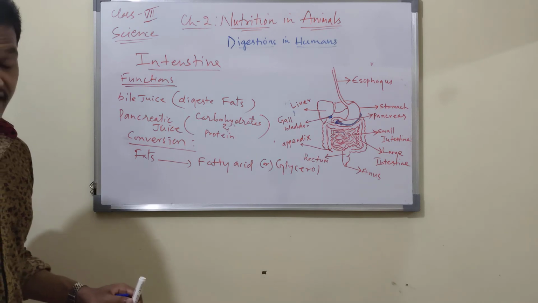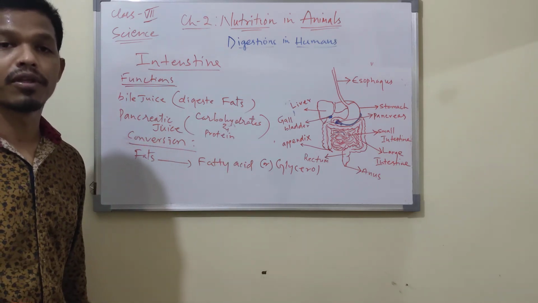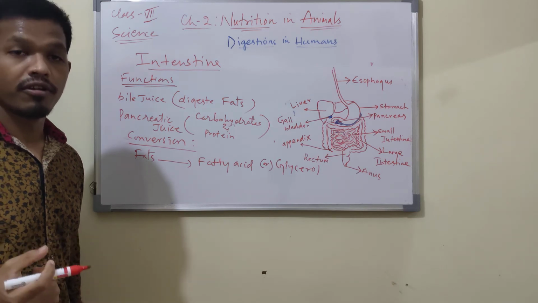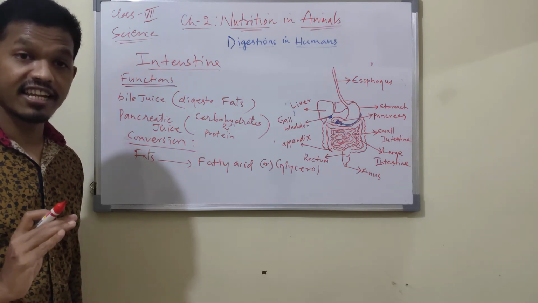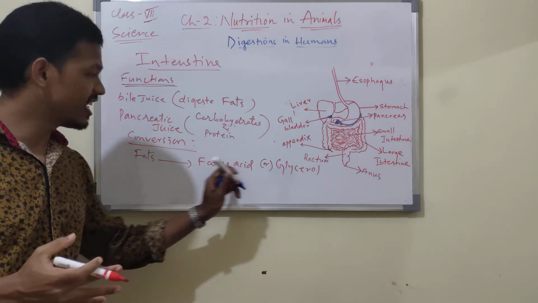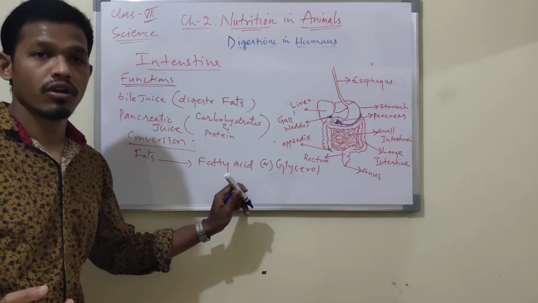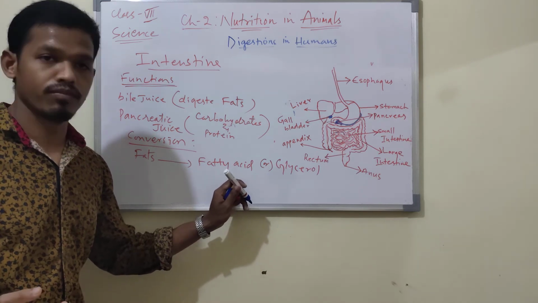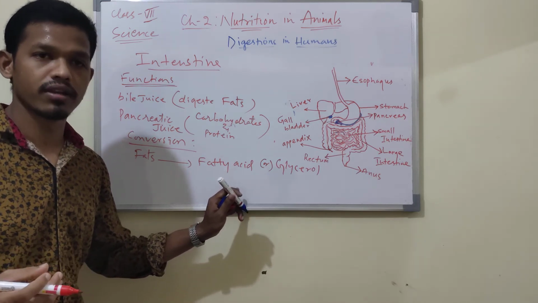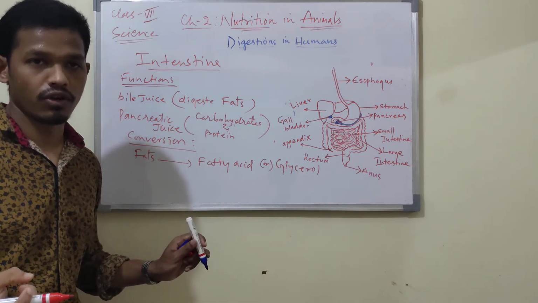Fatty acid and glycerol. This is the nutrient. Directly it will be absorbed with the help of villi, which are present in the inner surface of the small intestine. That is, this fatty acid is directly absorbed by our body afterward. This is a simpler form. The food is formed as a simple substance, which can be directly absorbed.